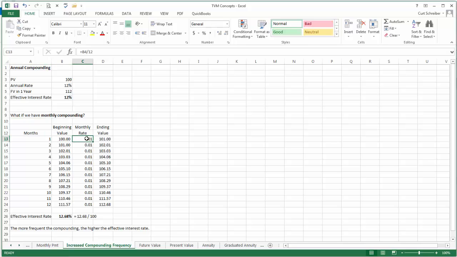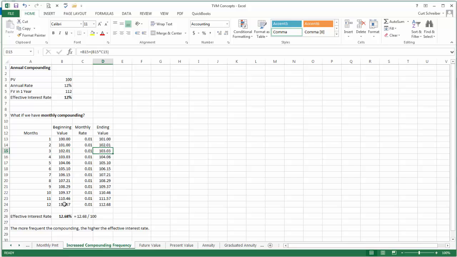100. However, we start earning interest immediately, and after 1 month we're going to have $101. In time period 2, or in the second month, we're going to earn another 1%, but now we're already earning interest on interest, so we're going to earn an extra penny on this $1 that we previously earned. At the end of time period 3, we're going to be up to $103.